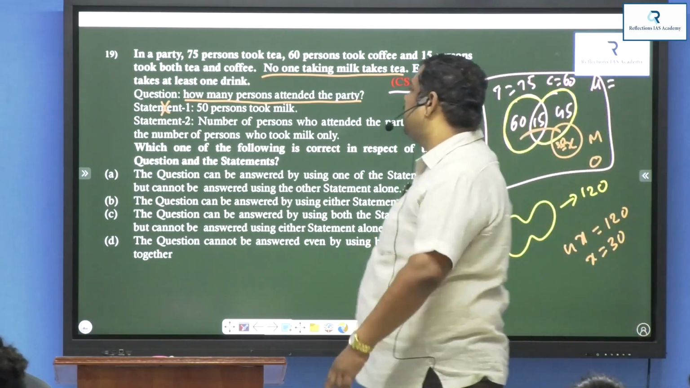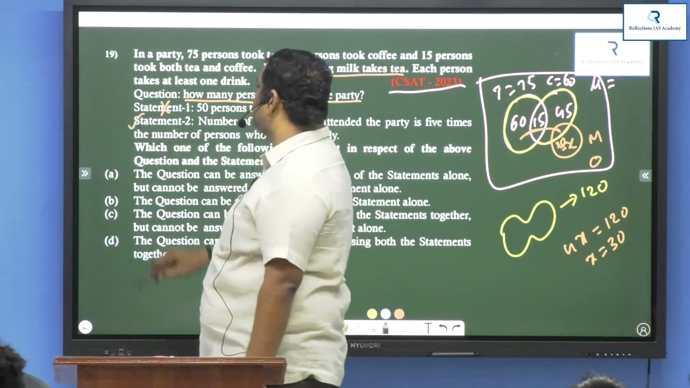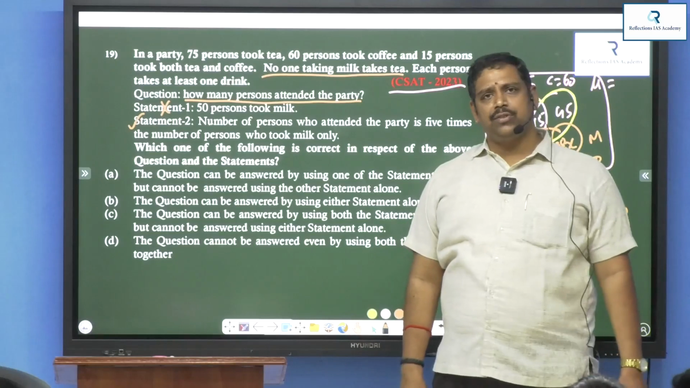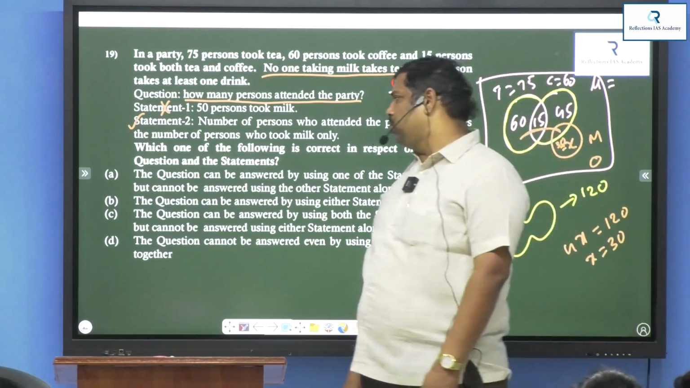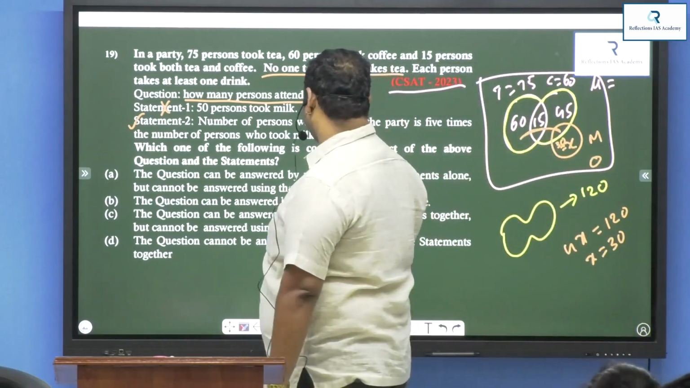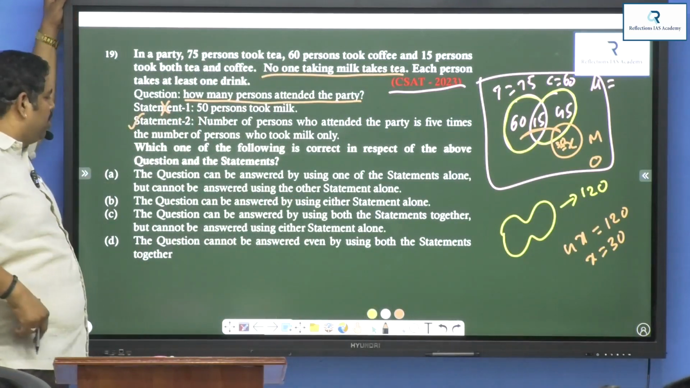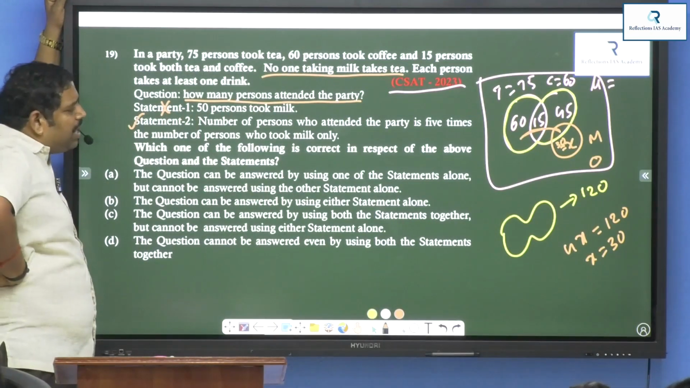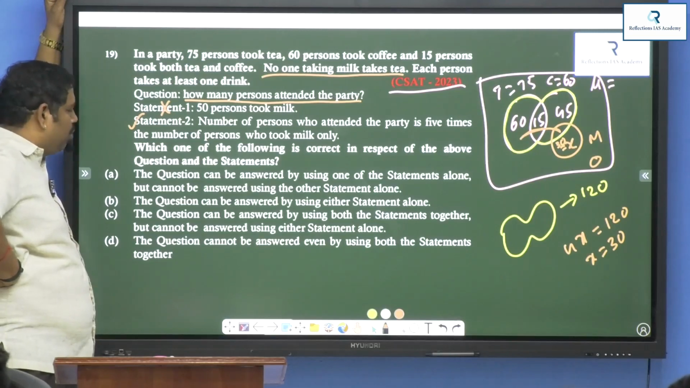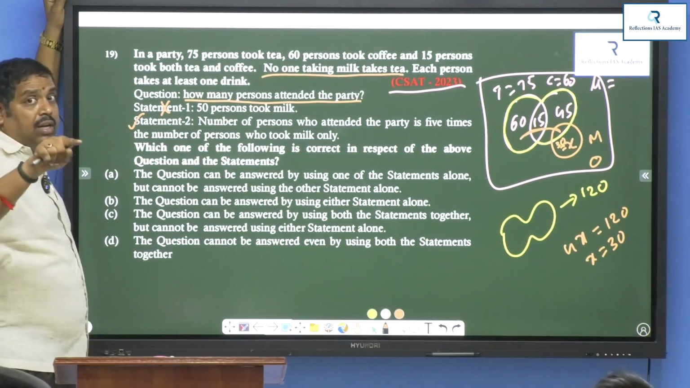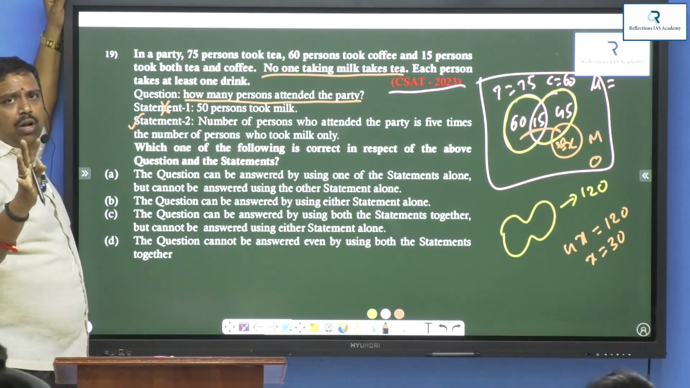Okay. So now tell me here, S2 alone is sufficient or not sufficient? Yes or no? Sufficient. S2 alone sufficient. S1 alone is not sufficient. What is the answer here? Read the options here. The options are very much beautiful. The question can be answered by using one of the statements alone, but cannot be answered using the other statement alone. One of the statements alone. He is not saying that that is S1, that is S2. He is not specifying, right or wrong? Okay, can I say that?